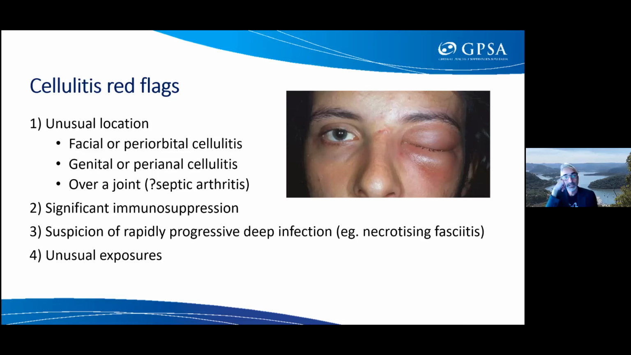If the patient's very immunosuppressed, say they're a kidney transplant patient on immunosuppressive medicine, for example, their cellulitis can present unusually and often needs hospital treatment. If you think they might have necrotizing fasciitis, which we'll talk about in a sec, that should go to hospital, and unusual exposures I'll mention at the end.